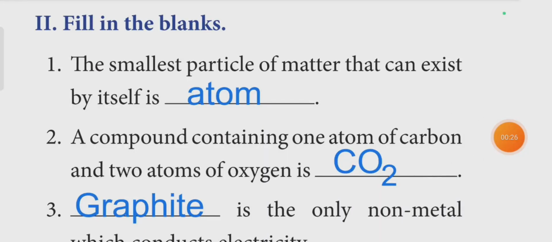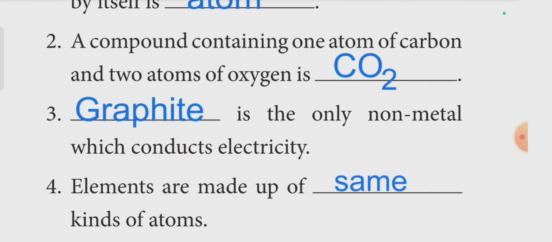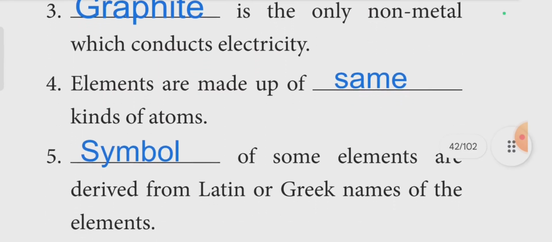Second Roman, fill in the blanks. The smallest particle of matter that can exist by itself, atom. A compound containing one atom of carbon and two atoms of oxygen is CO2. Graphite is the only non-metal which conducts electricity.